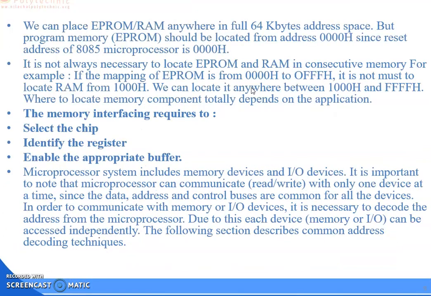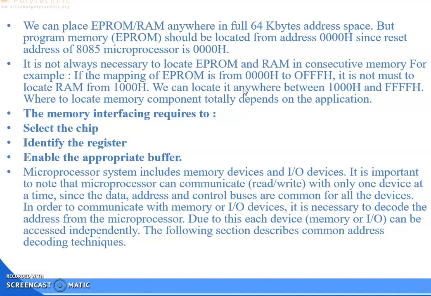Next, we can place EEPROM or RAM anywhere in the full 64 kilobytes address space. But program memory EEPROM should be located from address 0000H since the reset address of the 8085 microprocessor is 0000H. It is not always necessary to locate EEPROM and RAM in consecutive memory.